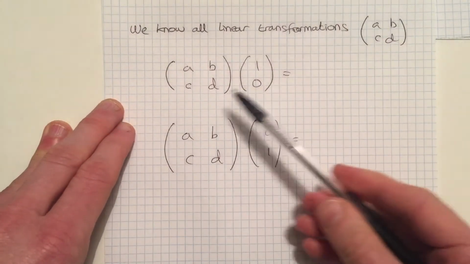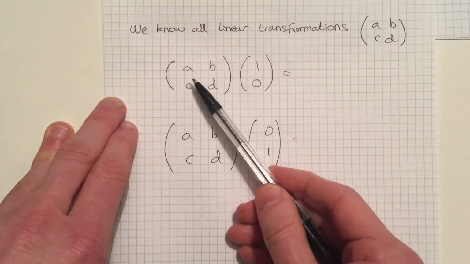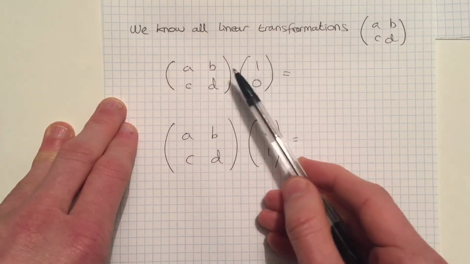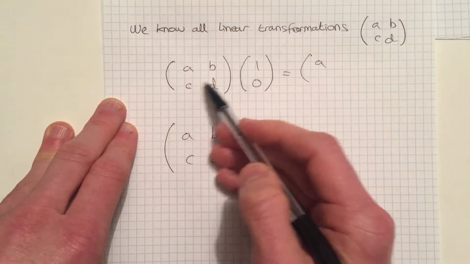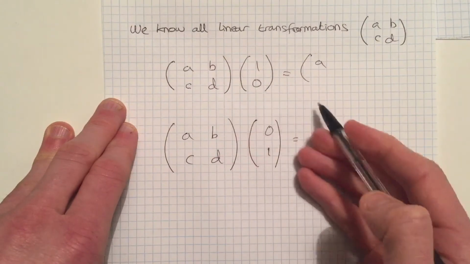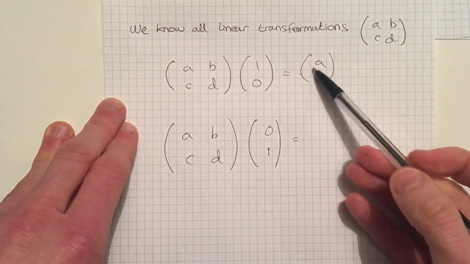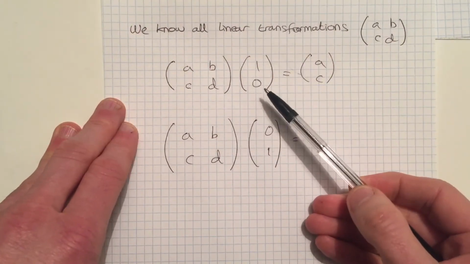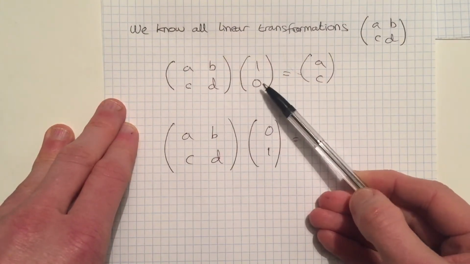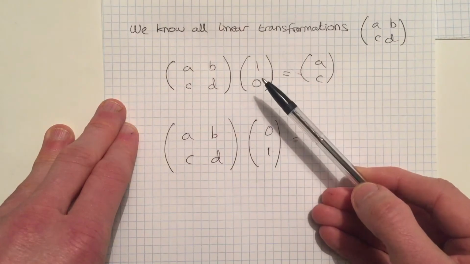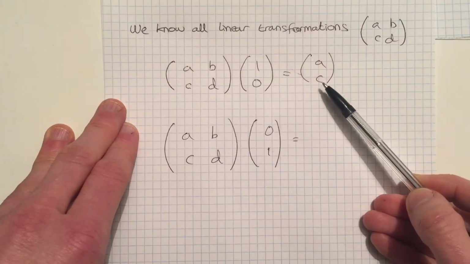And we'll see what happens when we apply this matrix to each of those coordinates. So if I multiply this out, I'll have A times 1 plus B times 0, which is just A, and then C times 1 plus D times 0, so I'll just get C. So what this is telling me is, if I can find out where the coordinate 1, 0 goes under the transformation, that new coordinate will tell me what A and C are.